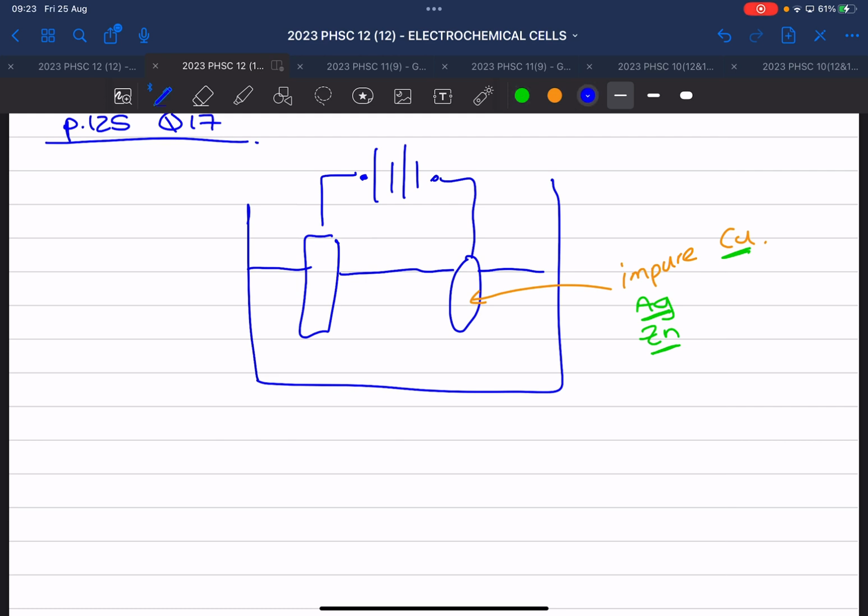Or the use of electrical energy to produce a chemical. Okay. So the process where electrical energy is converted into chemical energy.